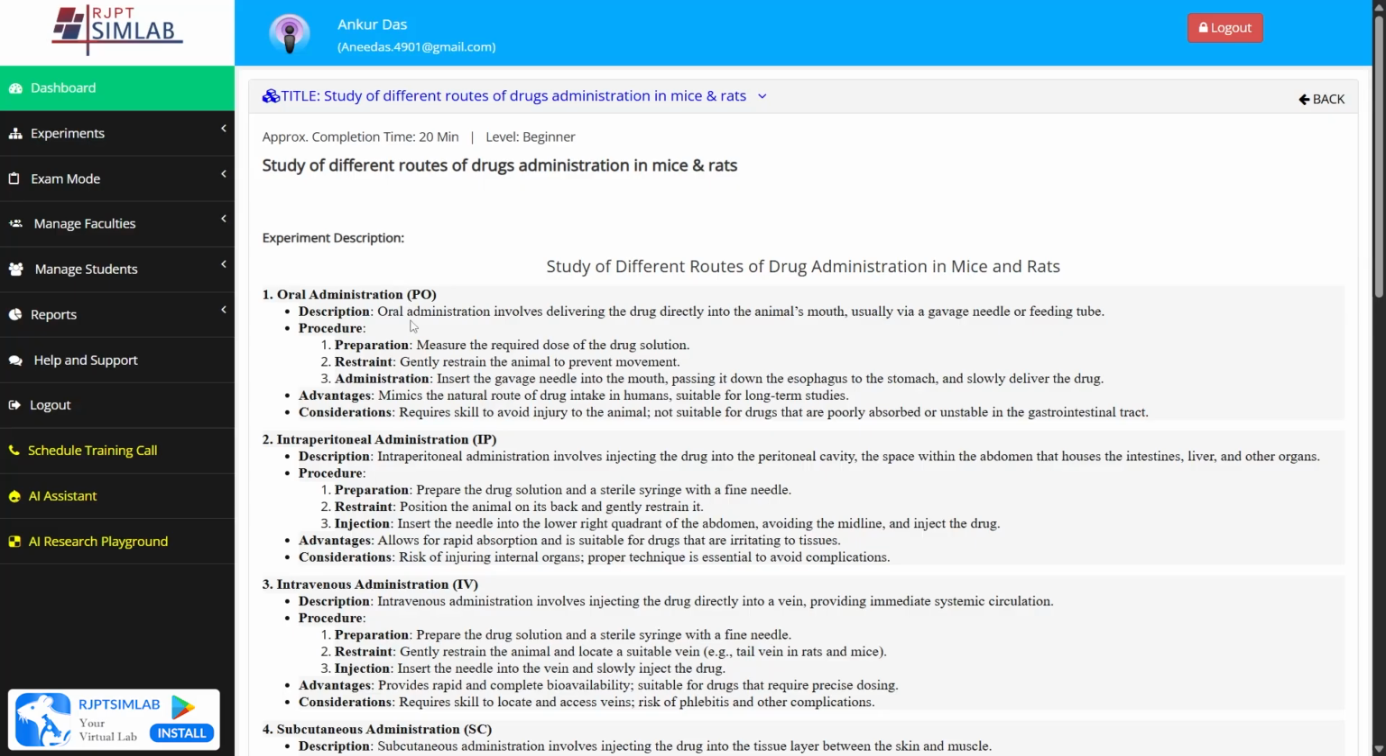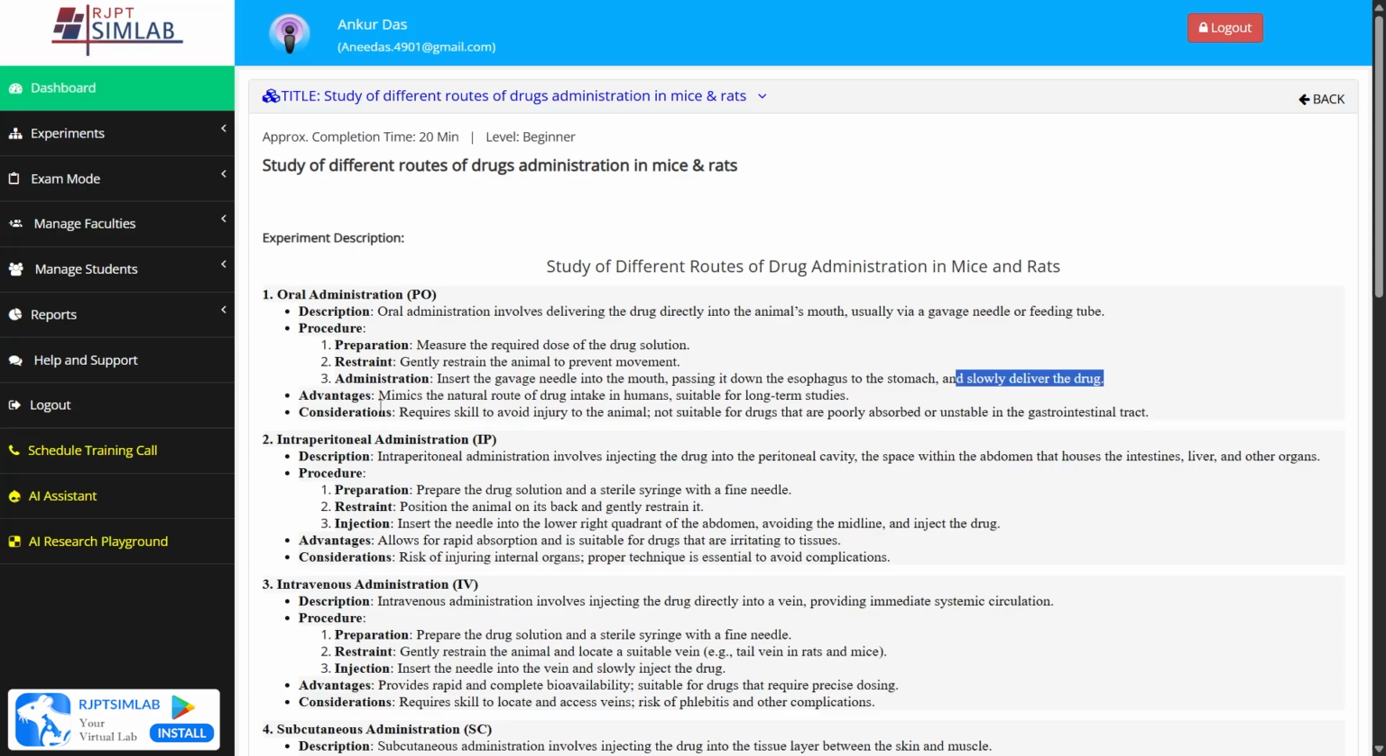The description is that oral administration involves delivering the drug directly into the animal's mouth, usually via gavage needle or feeding tube. The procedure: first is the preparation, measure the required dose of the drug solution, then gently restrain the animal to prevent movement. We have to hold the animal very gently so that it does not move. Administration: insert the gavage needle into the mouth, passing it down the esophagus to the stomach, and slowly deliver the drug. We have to deliver the drug very slowly.